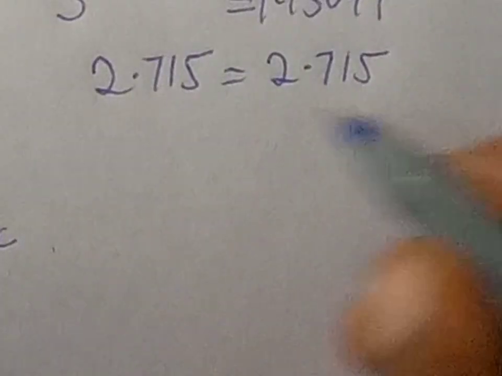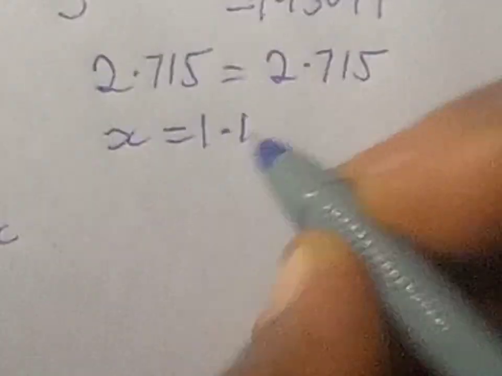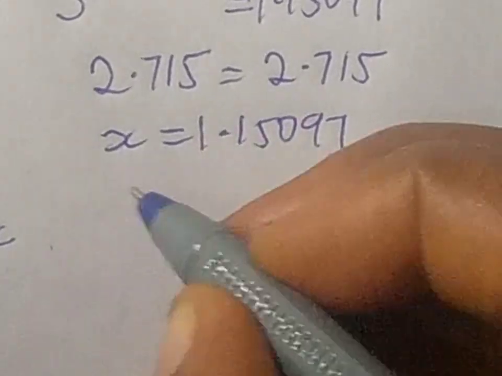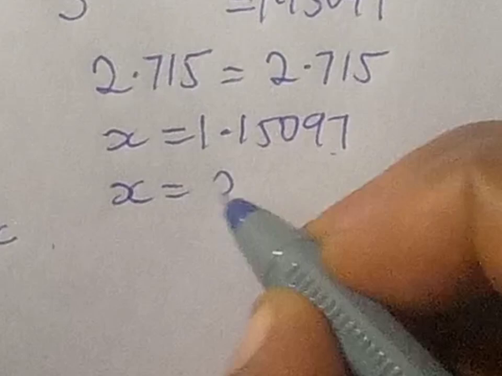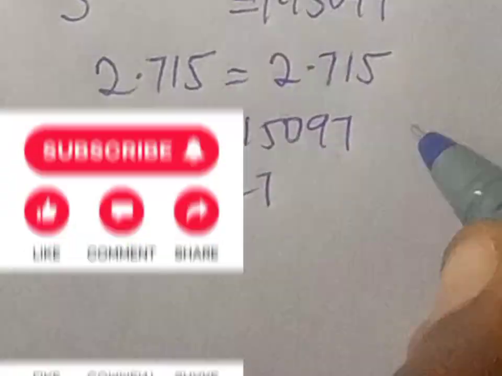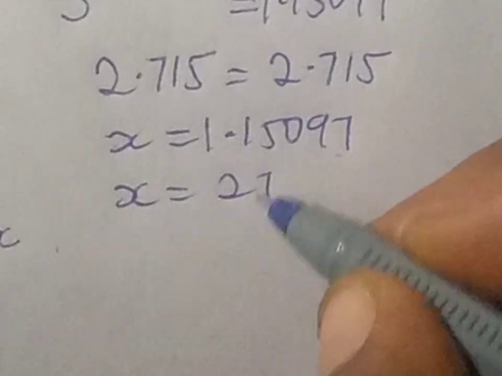So in conclusion, x equal to 1.15097 is our first solution, and x equals 27 is our second solution. That means you can make use of either of these values.